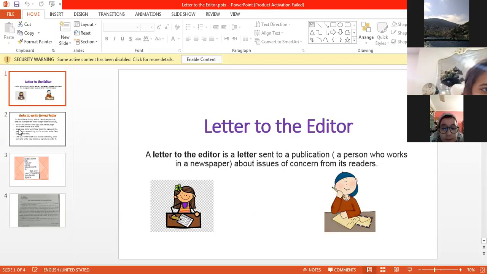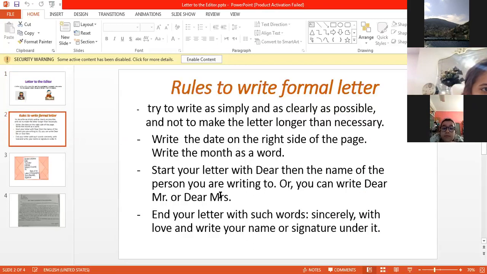Now, the rules to write a formal letter. A formal letter is when you are sending a letter to a person that you do not know, and you have to be formal. You have to put all of your ideas in it, and you have to speak in a polite way, because you're not sending a letter to your friend or your family member. No, you are sending a letter to a person that you do not know, but who can have a solution for your problem. What are the rules? What should I write in my letter?